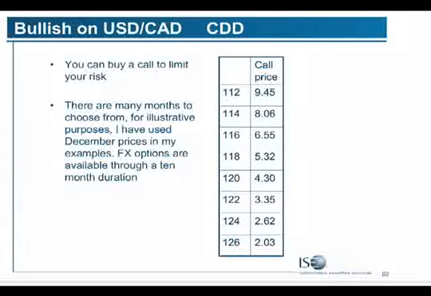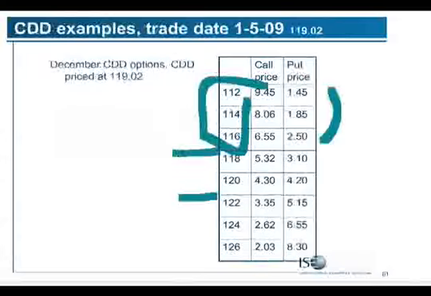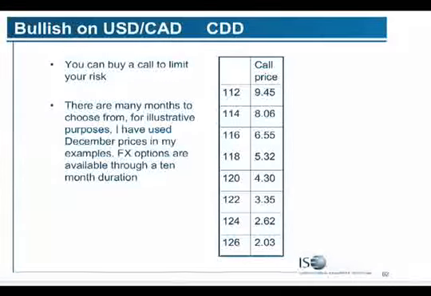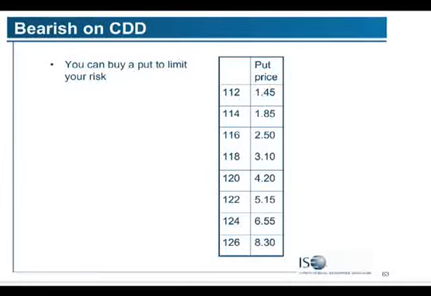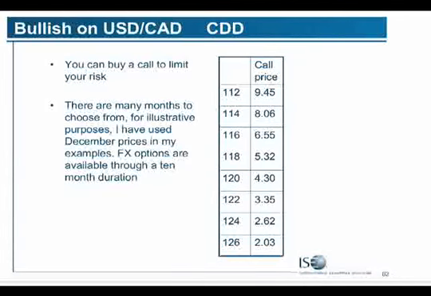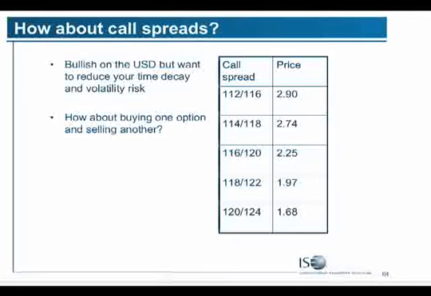So you can buy calls to limit your risk. Many different ways to trade. So I was just looking at, I believe these are 2-month options. These are not December. They're actually February options, I believe. So you can buy a put to limit your risk. You can buy a call. Again, these are 2-month options, not December options.